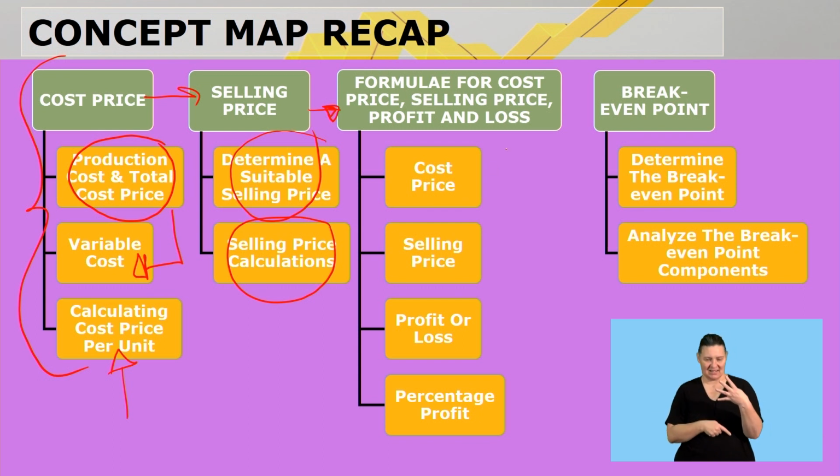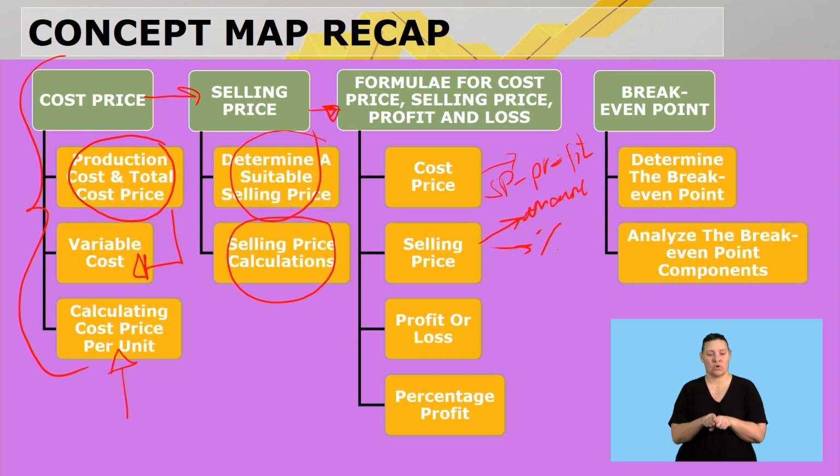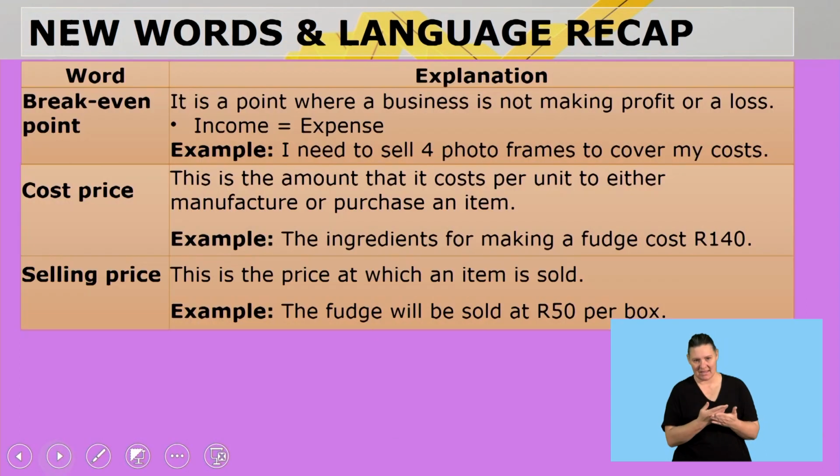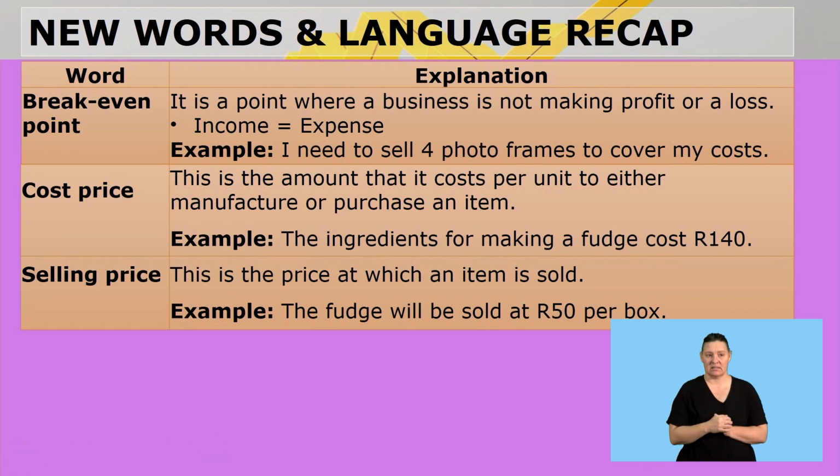That is where we calculated the cost price by saying the selling price minus my profit. We calculated the selling price by adding an amount and also a percentage. Then we calculated profit and loss and also the percentage profit. And then we ended up with the break-even point, where we determined the break-even point and also analyzed the break-even point for analysis.